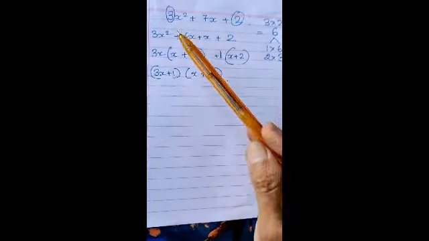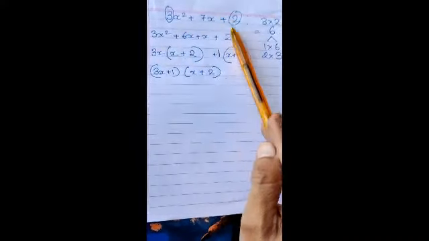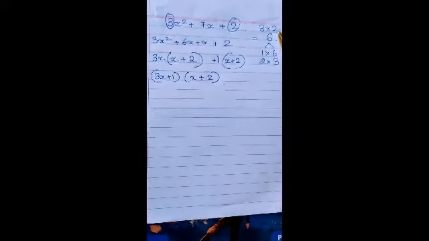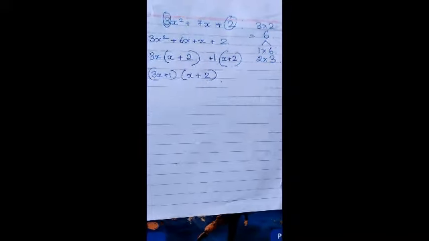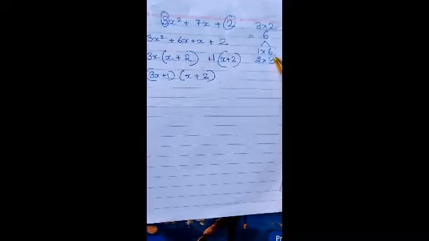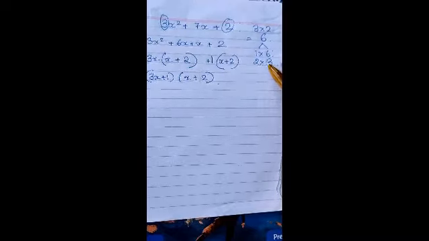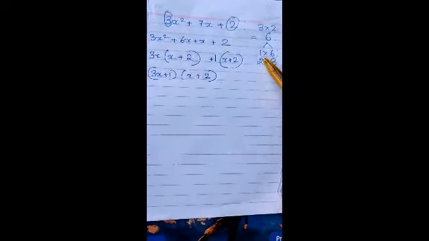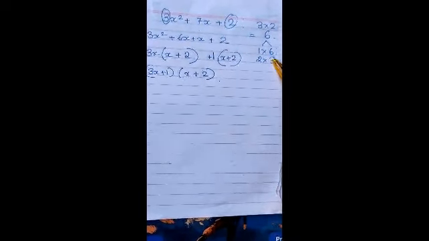Now here we have 3x square plus 7x plus 2. The important thing to check is the first and the last term, which is 3 into 2, which gives us 6. We need to find the factors so that their addition or subtraction gives us 7. So we have 1 into 6 as 6, 2 into 3 as 6. But addition of 2 and 3 will not give us 7. But addition of 1 and 6 will definitely give us 7. So we'll use these two terms.